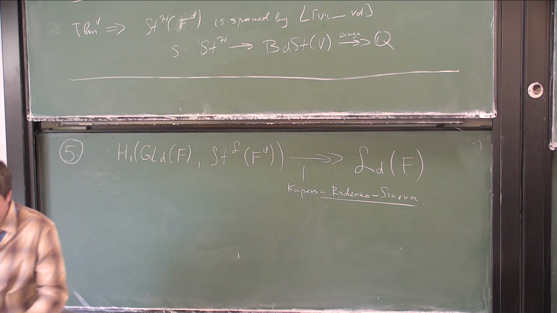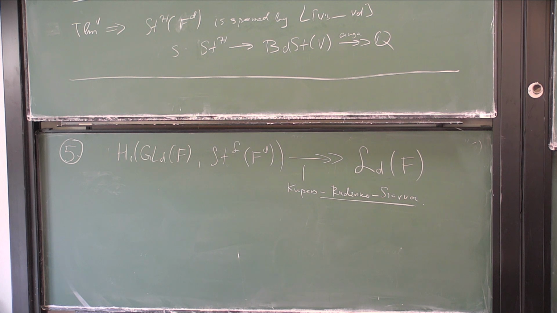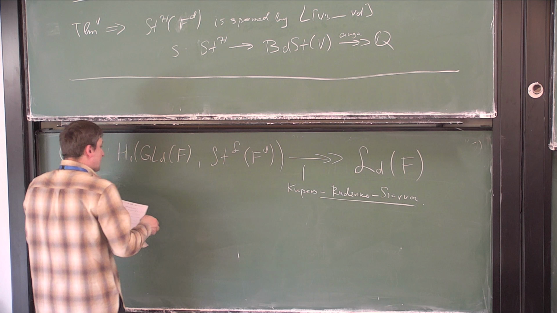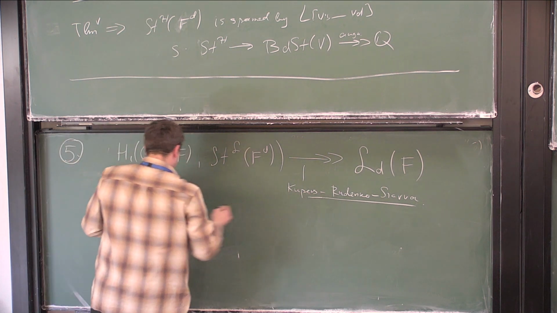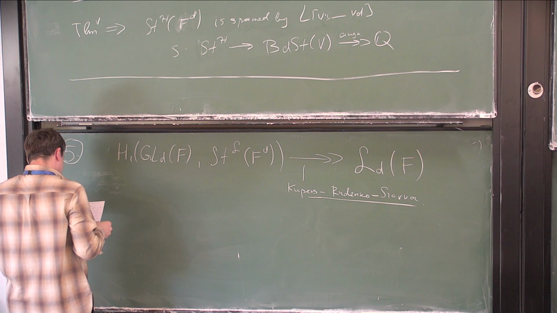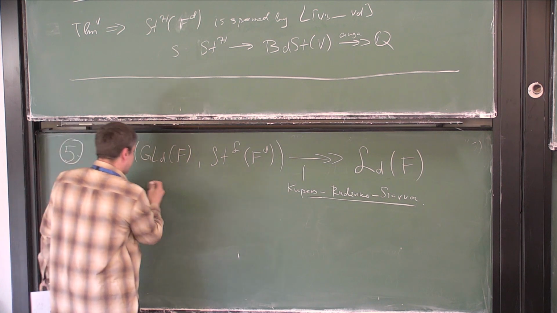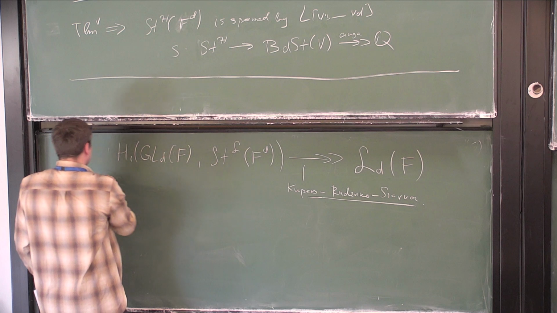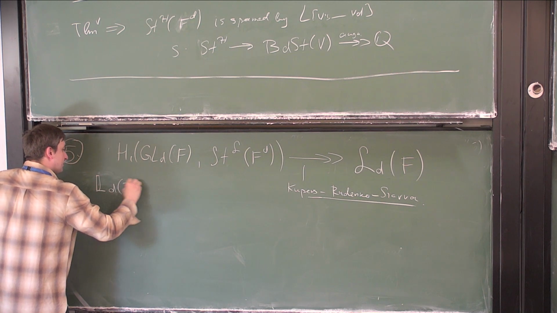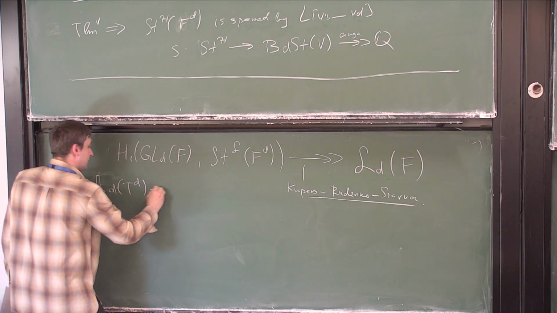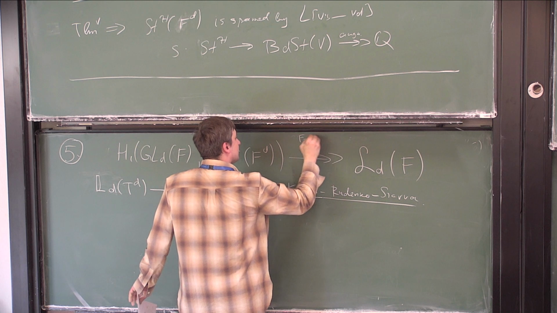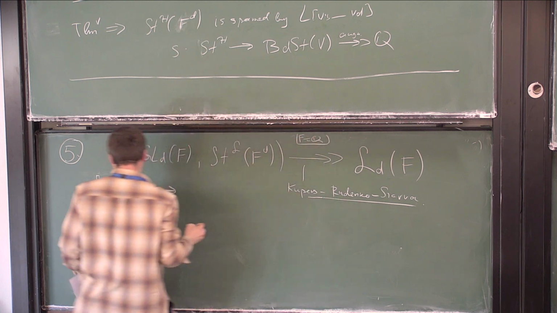And be careful. Okay, so basically, in the theorem that we had before, we had a map. Okay, I'll do everything over Q. I won't talk about the general case.